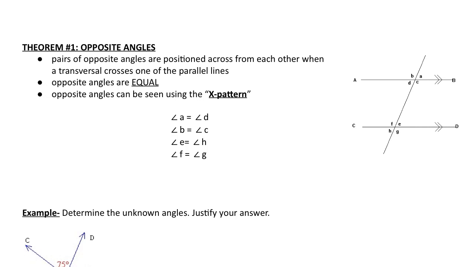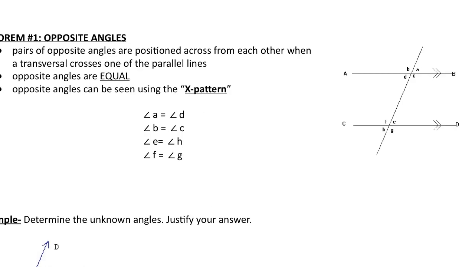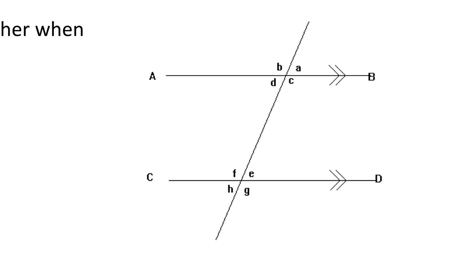The opposite angle theorem tells us that pairs of opposite angles are positioned across from each other when a transversal crosses one of the parallel lines. And so if we take a look at our little picture here, we can see that we have a set of parallel lines. We have a transversal running through them, and we've created all these tiny little angles here that are marked with lowercase letters. So when we're talking about opposite angles, we're talking about angles that are directly across from each other. So for example, that would be angle B and angle C. These two angles are across or opposite from each other.